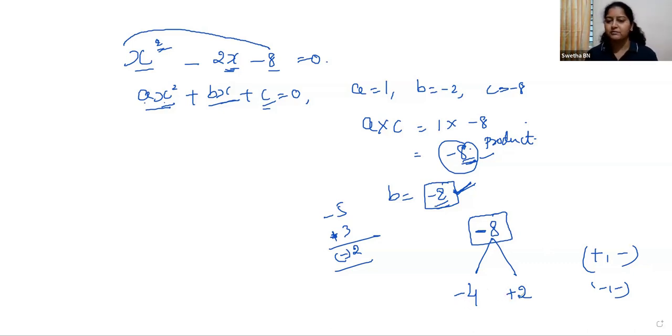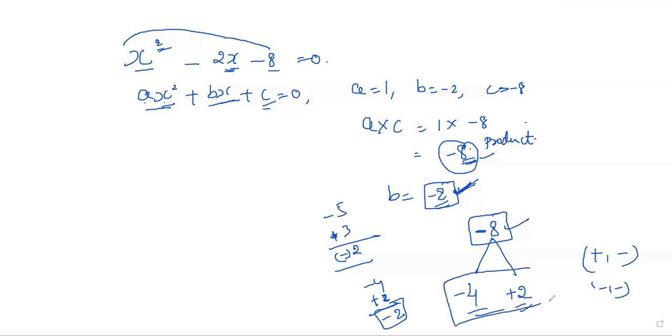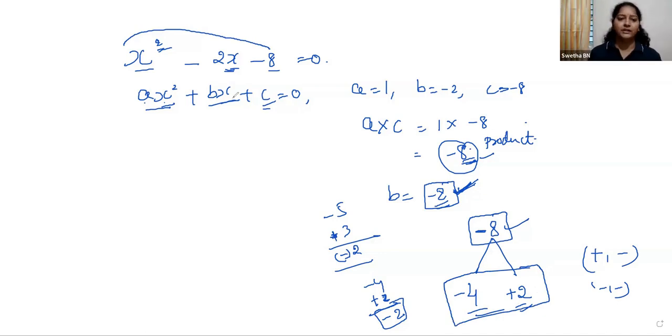Okay, see, minus 4 into plus 2, plus into minus is minus, 4 twos are 8, we got minus 8 correctly. And what about minus 4 and plus 2? The signs are different, so you subtract the numbers; the big number has the minus sign, so we get minus 2, correct? So which are the two numbers? Minus 4 and plus 2. Got it? Yes, ma'am.